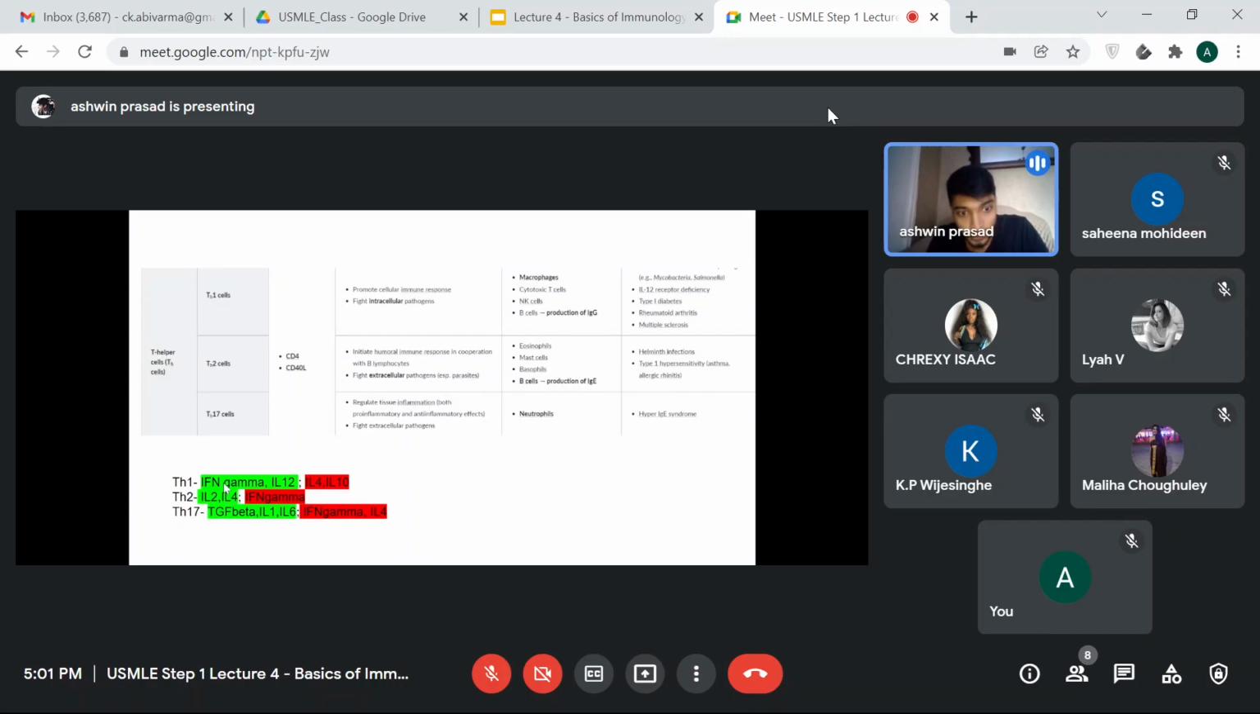So the ones that are present in green are activation versus the ones that are red are inactivation. So interferon gamma activates TH1. At the same time, it inhibits TH2 and TH17. On the other hand, interleukin 2 and interleukin 10, I've not mentioned it here, but interleukin 10 and interleukin 2 are important for TH2 secretion. So automatically, they inhibit the secretion of TH1 and TH17.